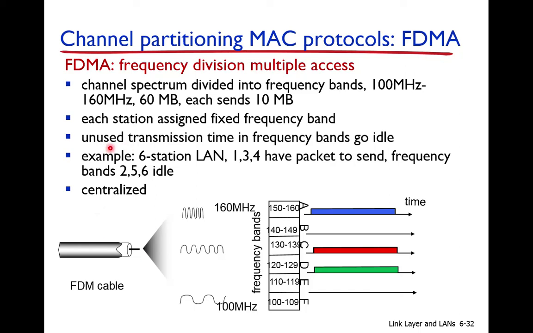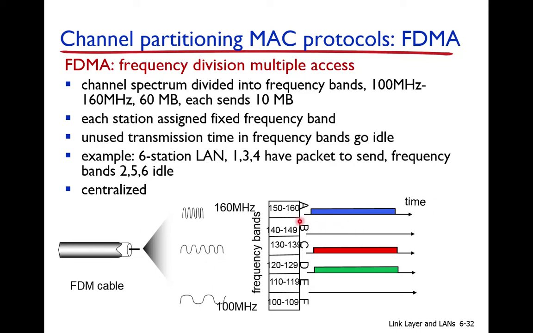So what is its disadvantage? For example, you can see that nodes D, C and A are transmitting the data, so they are using their bandwidth. But node B is not transmitting the data, then this bandwidth is useless. It is wastage. This bandwidth is wasted.